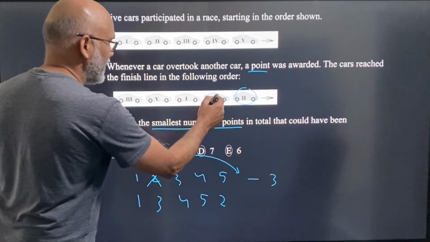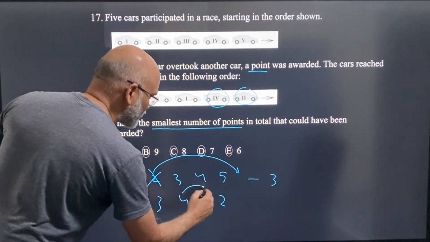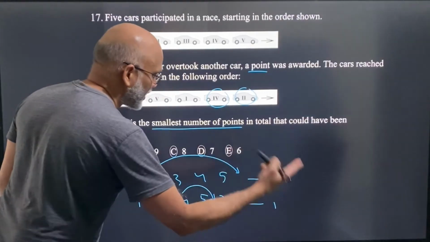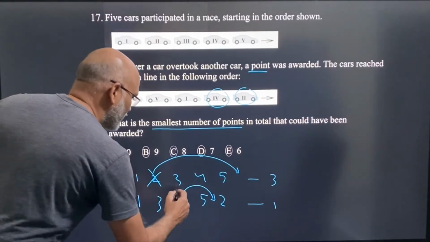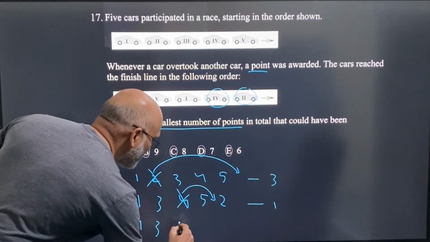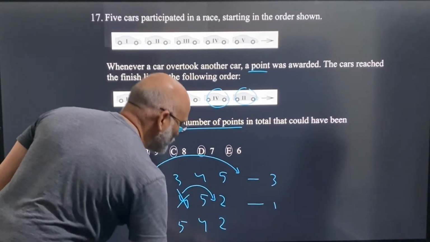Okay, now I need 4 behind 2. So 4 needs to go here. It needs to overtake 1 car. For each overtake, I get 1 point. For 1 car, I get 1 point. Okay, so 4 is gone there. So I have now 1, 3, 5, and then 4 is next, and then 2.